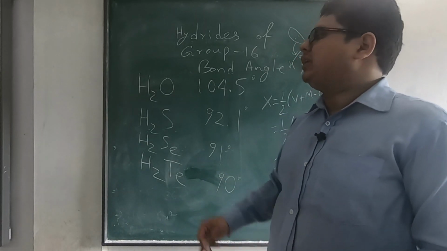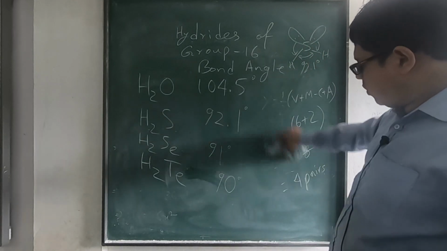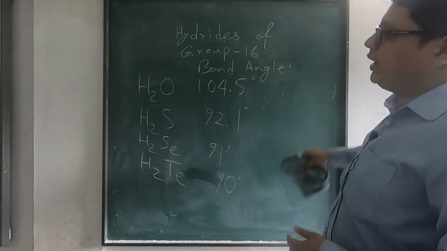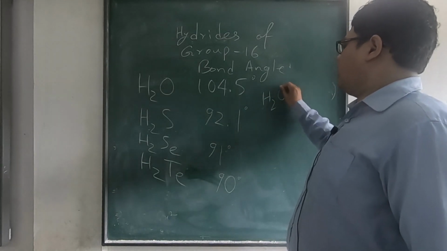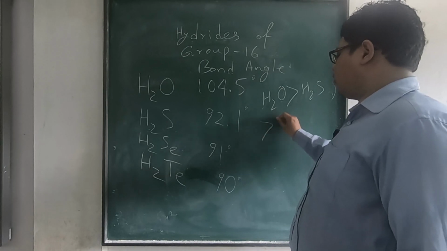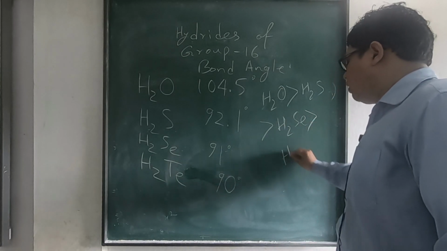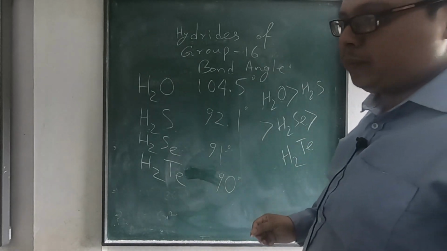So that is about the trend of bond angles. What is the trend then? The bond angle will be the greatest in the case of H2O. If you go to H2S, it will be less. It will be lesser again in the case of H2Se, and finally the least in the case of H2Te. That is the trend of bond angle.